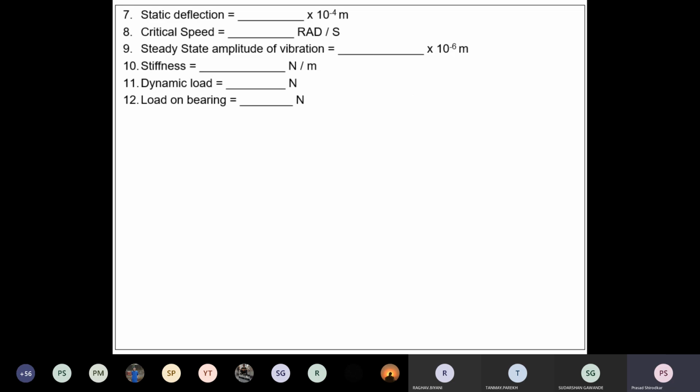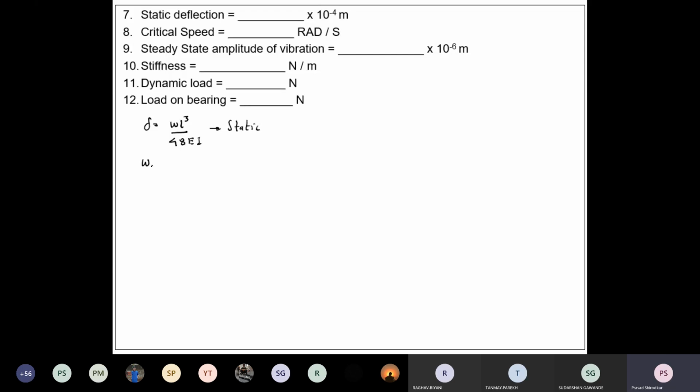If you are not able to keep up with the equations, I will just write the summary of all the equations. So whatever equations we have used: delta static is equal to WL cubed divided by 48 EI. So that is the static deflection. Alright, so one by one I will write the equations.